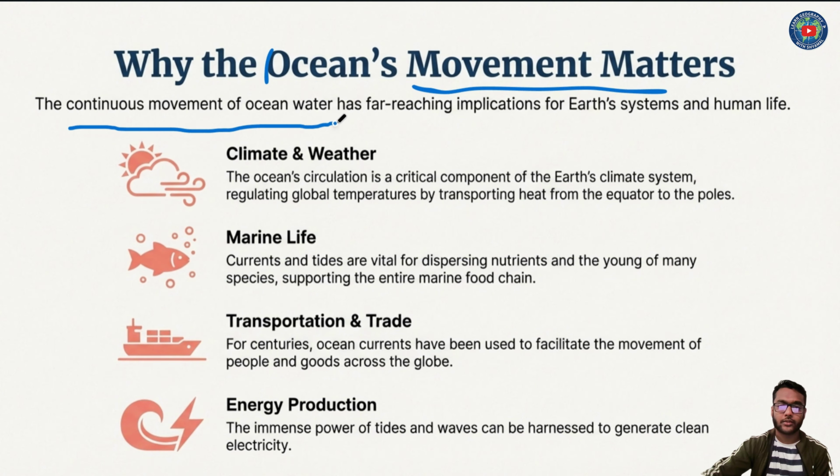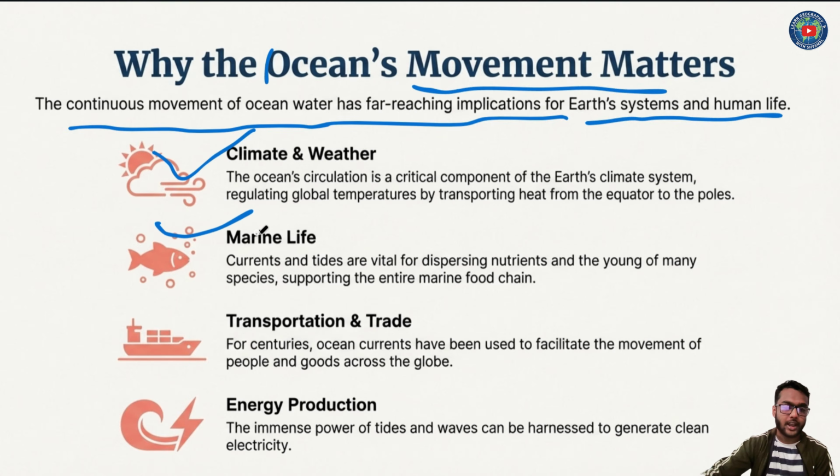The continuous movement of ocean water has far-reaching implications for Earth systems and human life. Climate and weather: ocean circulation is a critical component of the Earth's climate system, regulating global temperatures by transporting heat from the equator to the poles. Marine life: currents and tides are vital for dispersing nutrients and the young of many species, supporting the entire marine food chain. Transportation and trade: for centuries, ocean currents have been used to facilitate the movement of people and goods across the globe. Energy production: the immense power of tides and waves can be harnessed to generate clean electricity. Okay, these are four basic contributions of ocean circulation or ocean movements.